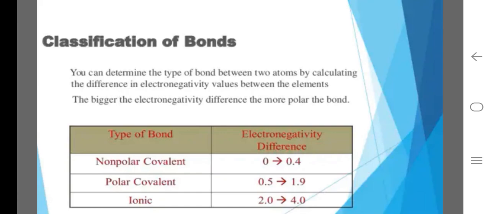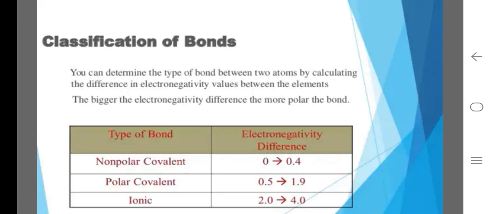This is the classification of the bonds. There are three types of bonds: non-polar, polar and ionic. Non-polar means that the electronegativity difference between the two atoms is 0 up to 0.4. That will be the non-polar covalent bond, and the polar bond is 0.5 and above, with an electronegativity difference from 0.5 to 1.9. If this difference increases to 2 to 4, it will be an ionic bond.